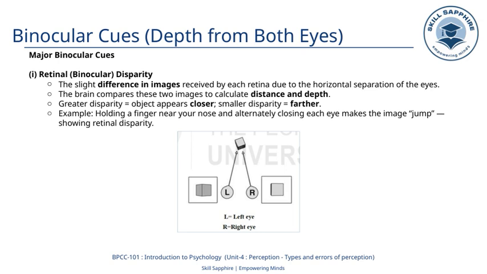Let me give you a quick example. If you hold your finger close to your nose and alternate closing each eye, you'll notice the finger seems to jump or shift. That's retinal disparity in action. Your brain is detecting the difference between the two images and interpreting it as the finger being nearby. This cue is essential for us to navigate and understand our three-dimensional environment accurately, tying into our overall perception of depth and space.